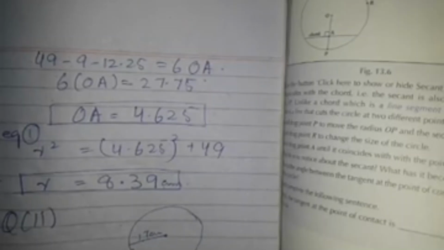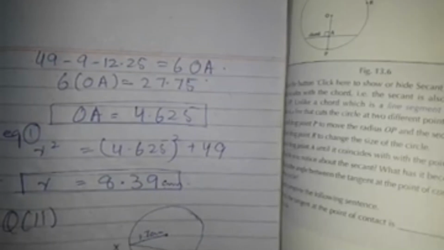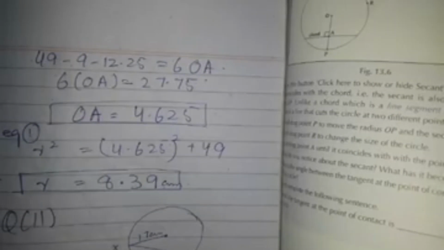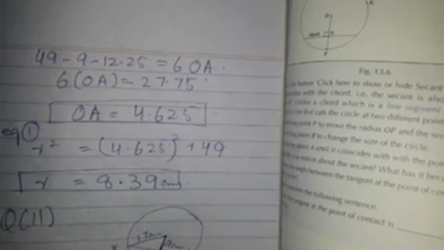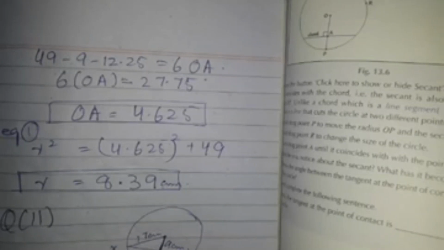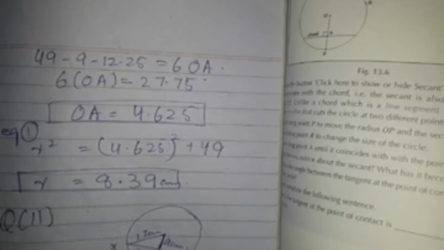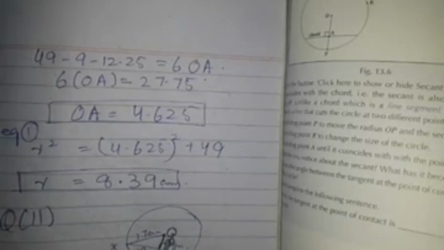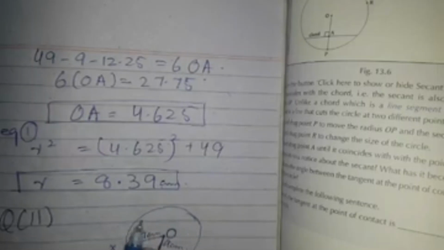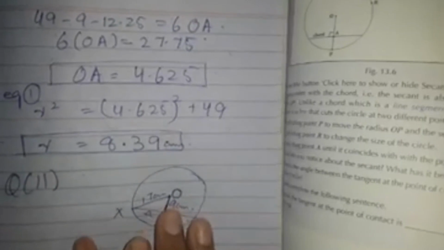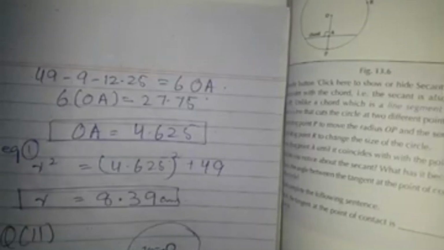A chord XY lies 9 centimeter from the center and divides the circle into two segments. So these are the two segments. This one, XY, is the major segment and this one is the minor segment. So what they asked is to find out the perimeter of the minor segment.